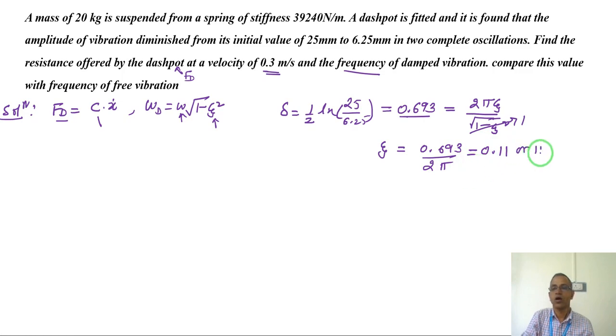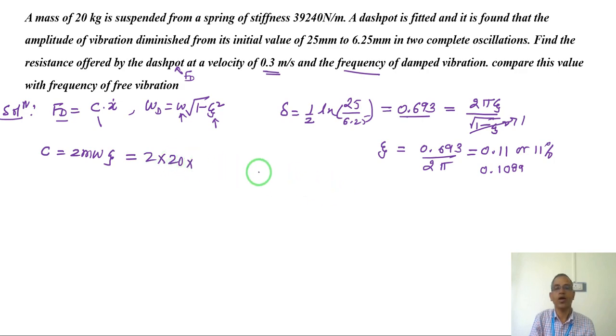Okay, or 11%. If you consider the denominator term also, what you may get is 0.109, some 89, which is also closer to 11%. So once I get xi, I still need to get c there. So c is equal to 2m omega xi. So 2 into m is 20 kg, and omega I need to find out.